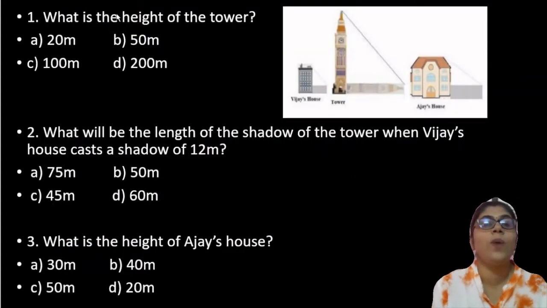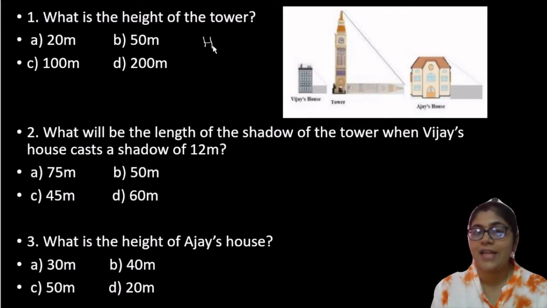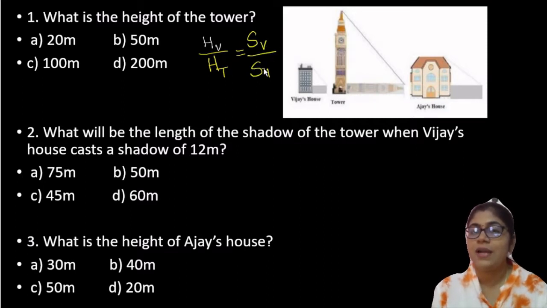Question number 1. What is the height of the tower? So we know the height of Vijay's house is 20 meter. So we can take it HV divided by height of tower HT equals to shadow of Vijay's house divided by shadow of tower by property of similar triangle. So this is the height, this side, and this is height of tower.